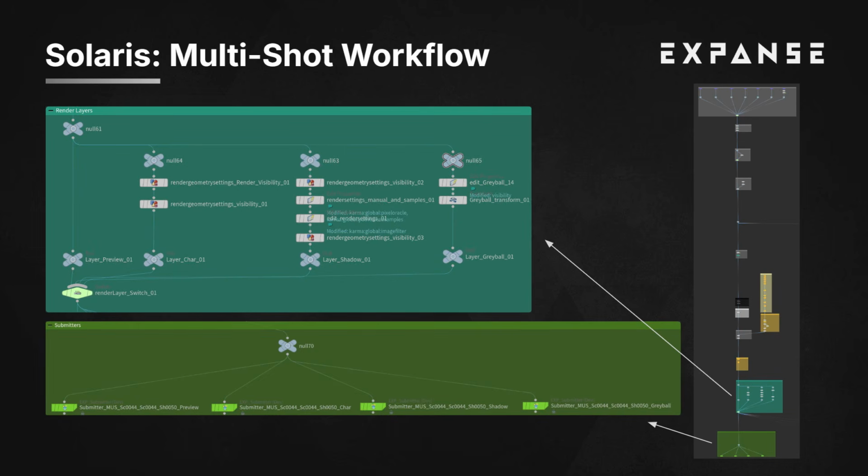This is how we do our render layer setup. The last word in the submitter name is a context variable that switches to the correct layer. For example, if the last word is char, the render layer switch will choose layer char.